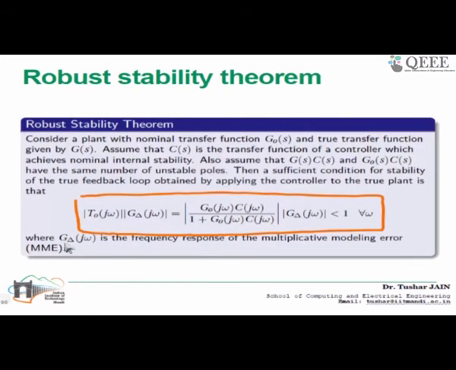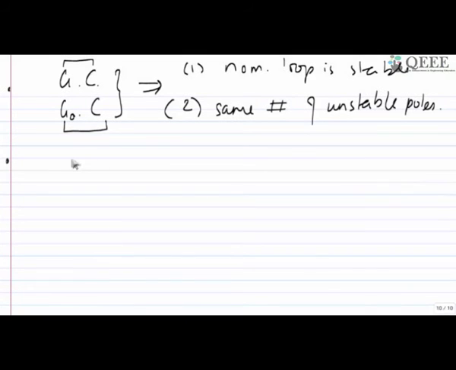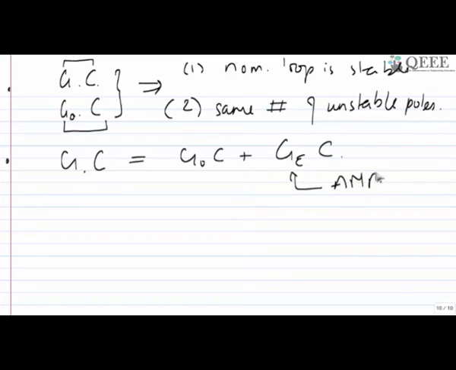Now once you see this, if you go back to the previous one where it says G delta is the frequency response of the multiplicative modeling error. Now what I assume is that G into C is G naught C plus G epsilon into C, where G epsilon is your additive modeling error. And from the previous modeling principle, I know that my G epsilon is nothing but G naught G delta, where G delta is my MME.